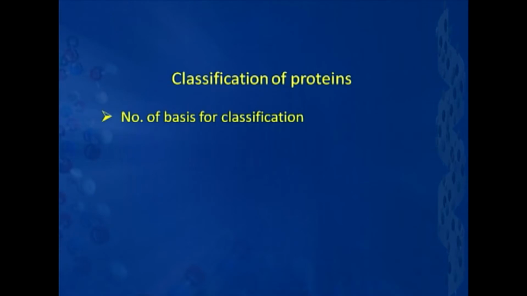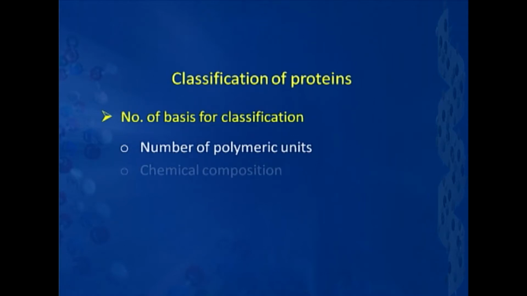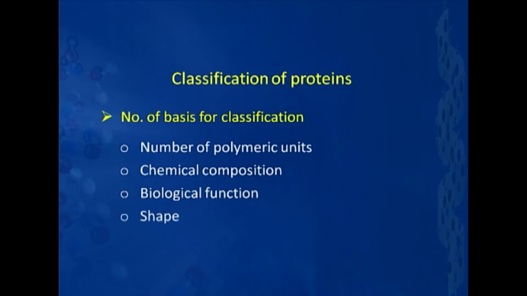Now, let us move on to how we classify proteins. The number of proteins available is enormous, a very large amount, and there are different ways of classifying them. Some of the bases on which proteins are typically classified are the number of polymeric units, that is one. Another one is the chemical composition. A third one is the biological function, and another one is the shape, how they look. Let us take each one of these classifications one by one and understand what they mean to us.